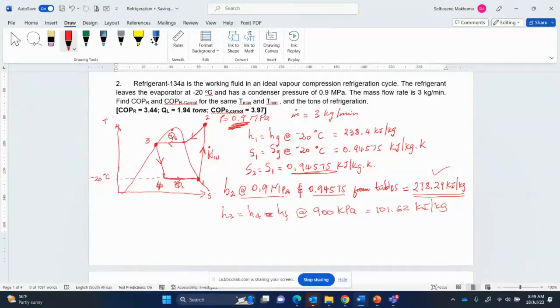So guys, whenever you are trying to solve this problem, before you go to the tables, you must ask yourself, what is the condition of the refrigerant at 3? If at 3 it is saturated liquid, it means it is Hf at that pressure. Now you go to 2. What is the condition of the refrigerant at 2? Superheated, at 0.9 MPa and 0.94575. And then you go to 1. At 1, what is the state of the refrigerant? Here it is Hg, saturated vapor, which is Hg at -20 degrees Celsius.